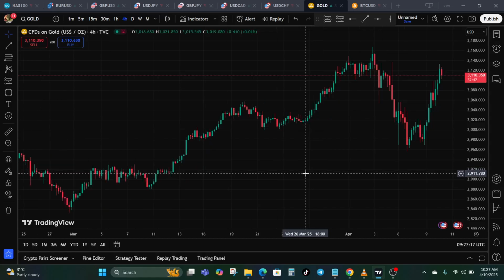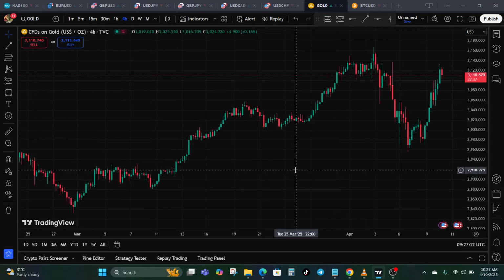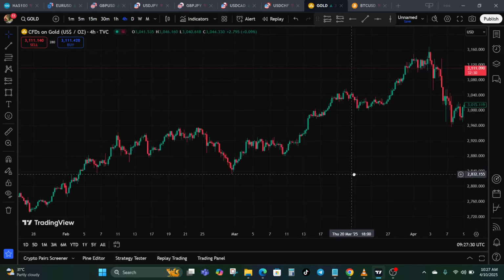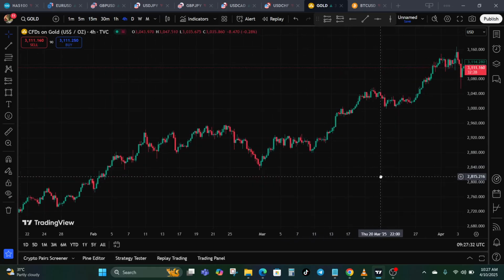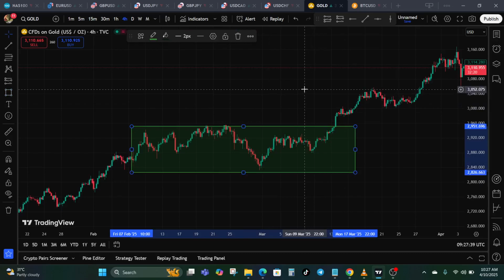Now, Weinstein's method divides the market into four distinct stages, right? And each one tells you exactly what to do or what not to do. The first stage is the accumulation phase. This is where the market is moving sideways. There is no clear trend, volume is usually low, and price tends to hover around the 30-week moving average.